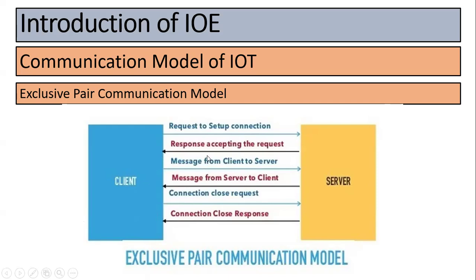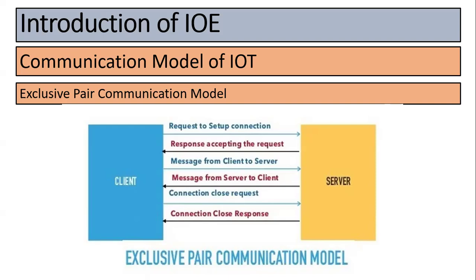After the communication is done between the server and the client, the connection close request is being sent by the client and the connection close response is sent by the server to the client. So this is called an exclusive pair communication model. Okay? So this is again a communication model available in IoT.